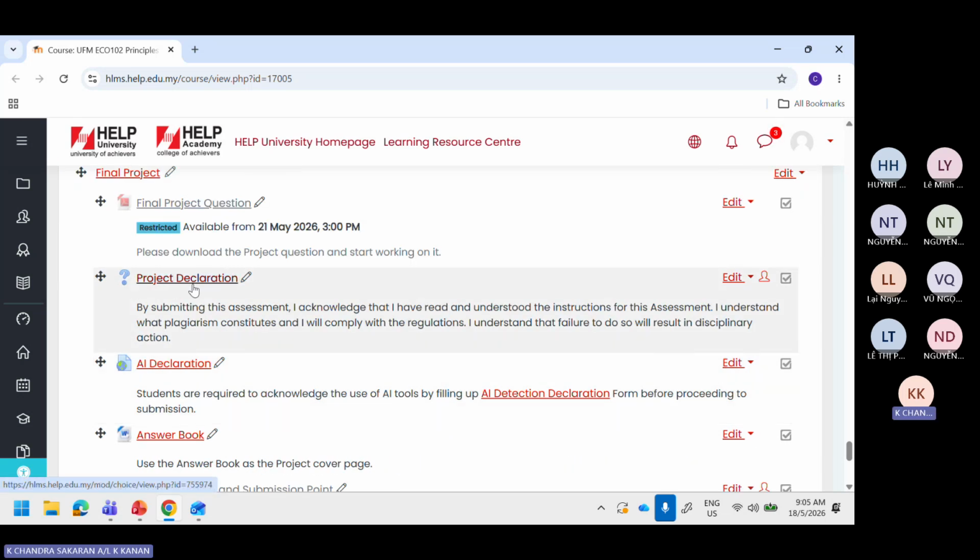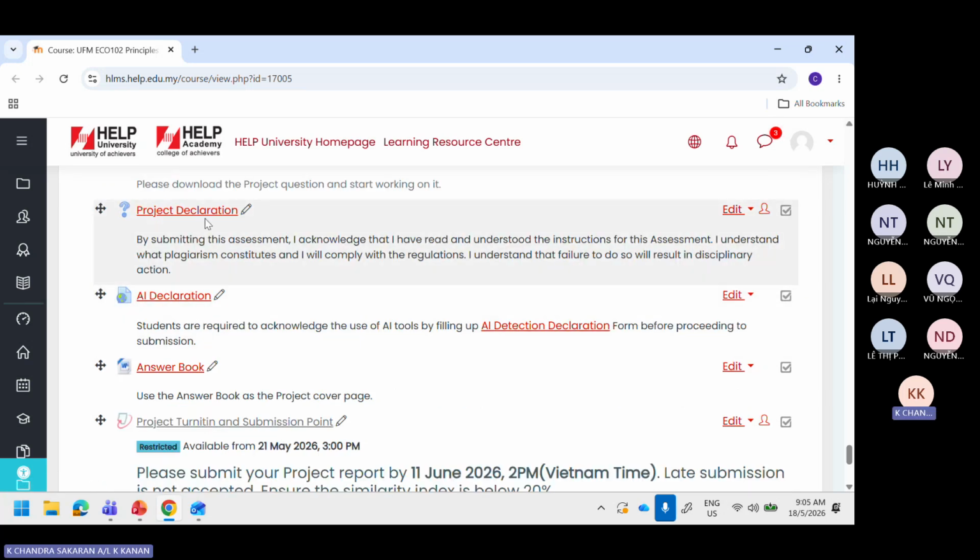Every student must do the project declaration. You know that you can use AI as a tool, but not to use AI to generate your answer. Here you declare: whatever AI tool you use, you have to mention. Sorry, this is the project declaration. This is an AI declaration.